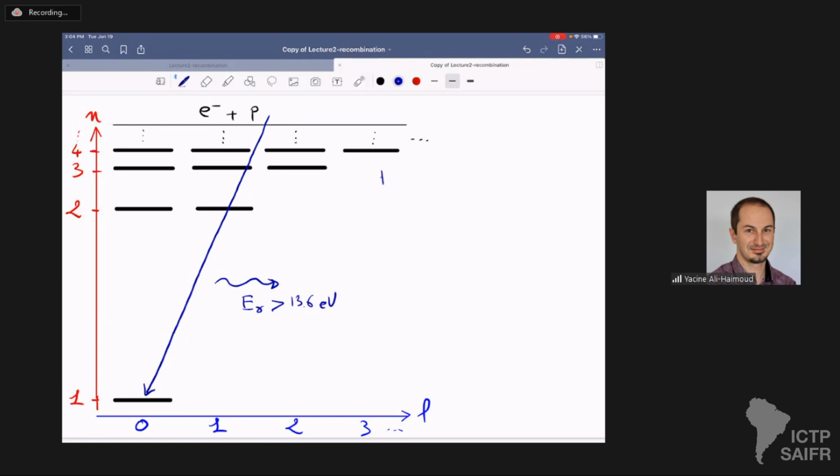Now, if you ask what is the time scale for this photon to be reabsorbed by another hydrogen atom in the ground state.